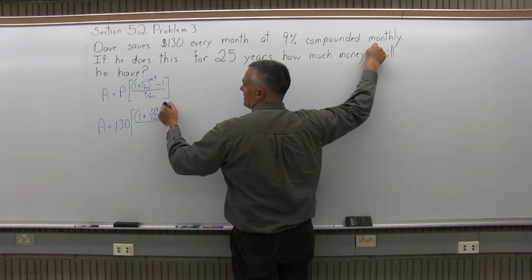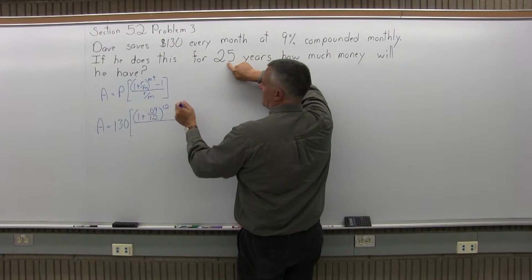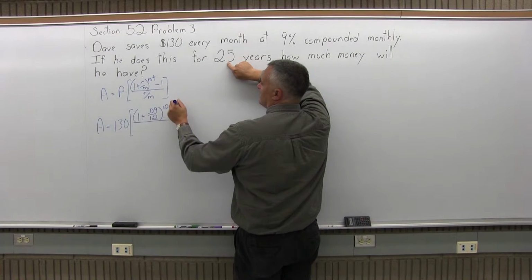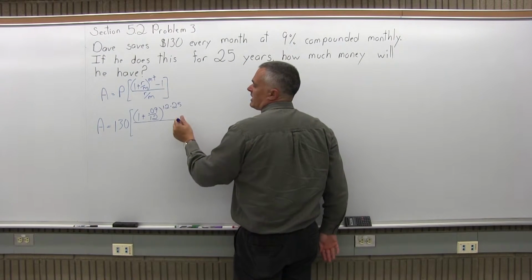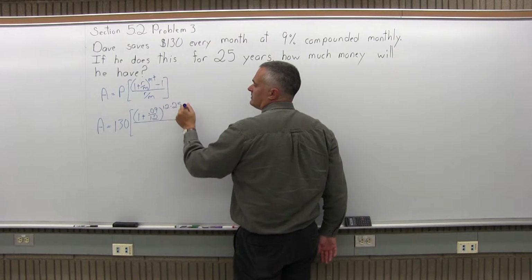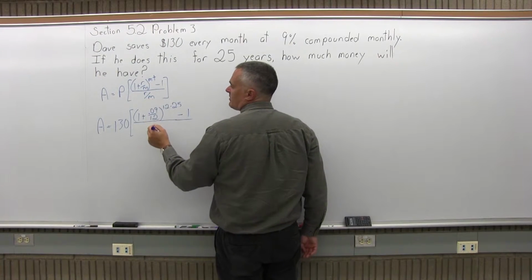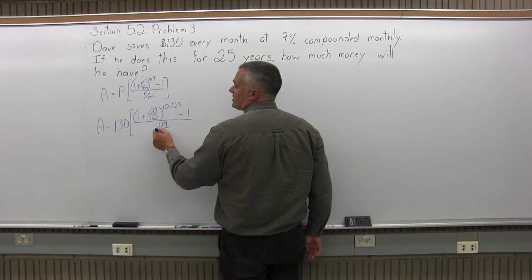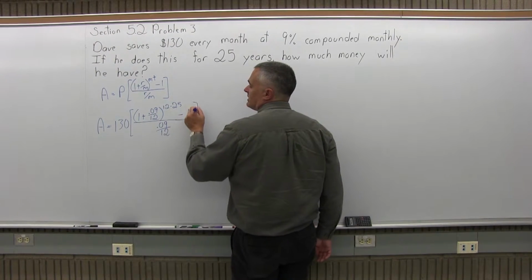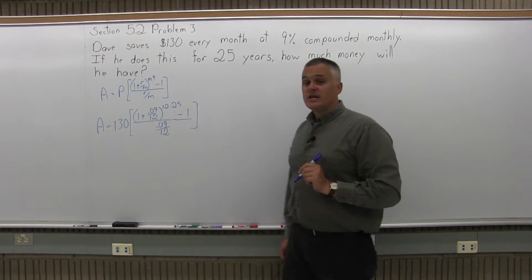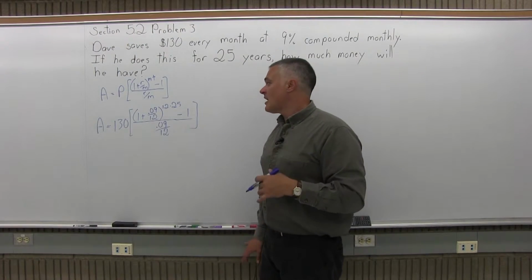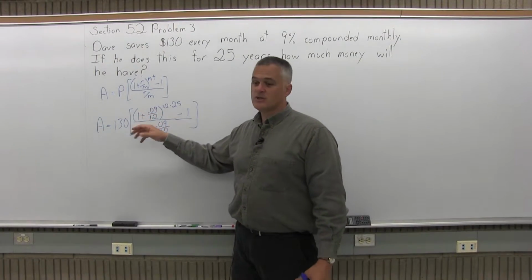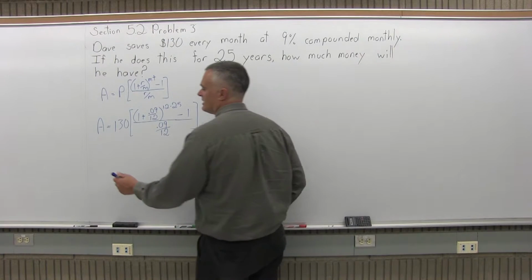The parentheses have an exponent of m times t. M is 12 for monthly compounding, and t is 25 for the number of years that Dave is saving this money. And after my parentheses, I have a minus 1. Don't forget the minus 1. And in the denominator, r over m. So again, r, the rate as a decimal, is 0.09. M, the number of times compounded per year, is 12. So that's how it fills in. And to get it started, I'm going to do the work in the parentheses. You always have to do work in parentheses first.